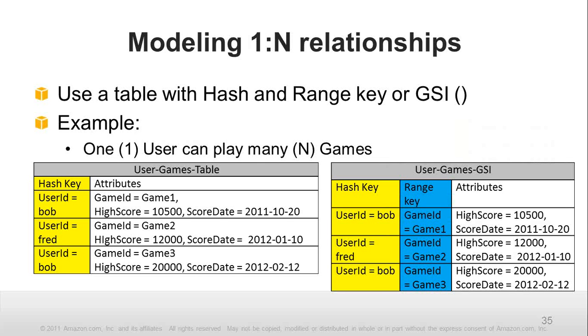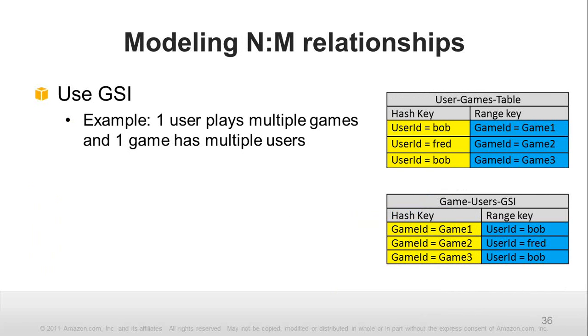So this is a way to use GSI to model a one-to-many relationship, in which case you're using a GSI with the hash key and the range key. For one-to-one, you're using a GSI with simply a hash key. The third way is modeling many-to-many relationships. This is where the power of the GSI comes in handy. Before we had the GSI, literally you had to create two tables, and you had to manage, for example, a table similar to the game users GSI, and DynamoDB automatically manages the game users GSI for you.